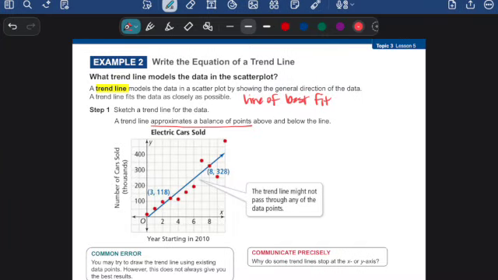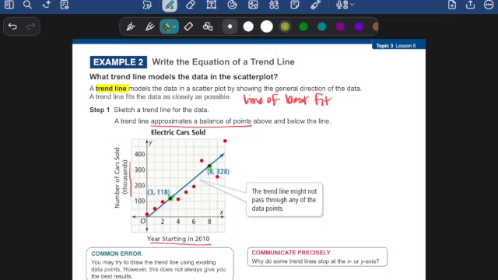So here we have our graph, our scatter plot representing electric cars sold. Our input is measuring the years starting in 2010, so how many years since 2010, and then the number of cars in thousands sold is our output. You can see we have that positive association. As the years increase, we sell more electric cars. And we can see that we have 2 points that are exactly on the trend line. We're going to use those 2 points in a minute.